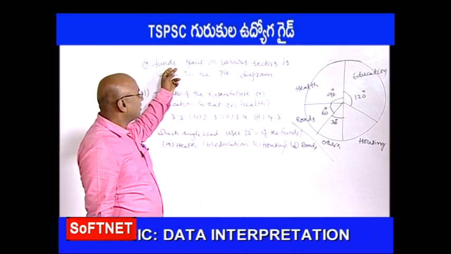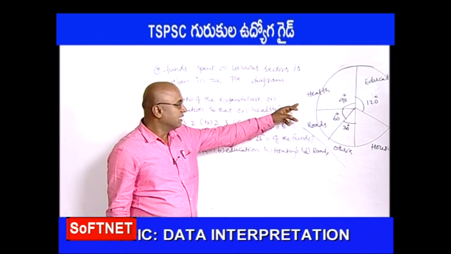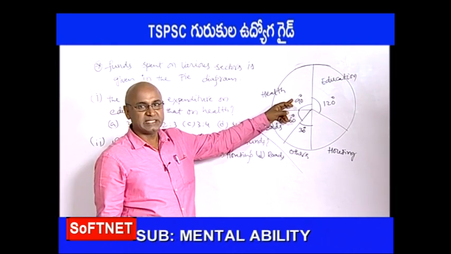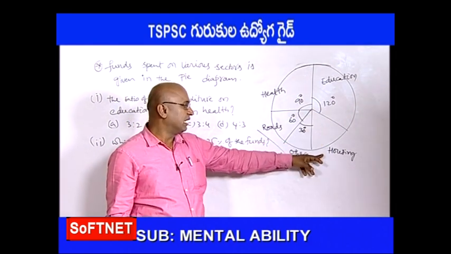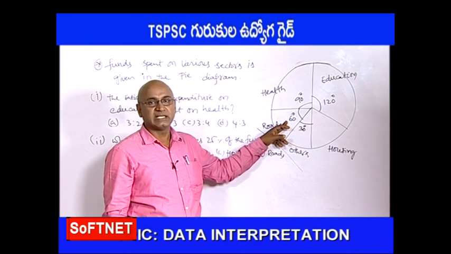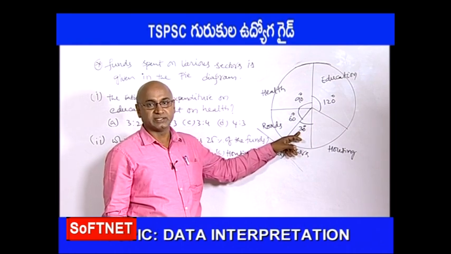The funds spent on various sectors is given in the pie diagram. Health: the funds allocated for health is 90 degrees, that means 25%. For education it is 120 degrees. For housing it is not given. And for roads, 60 degrees of funds allocation is done. And for others, miscellaneous, it is 30 degrees.